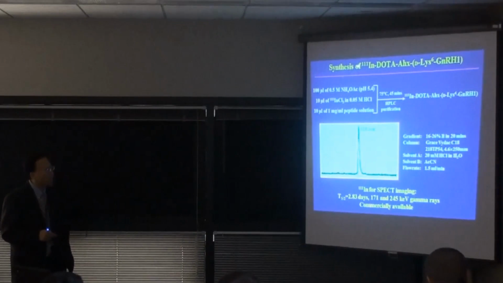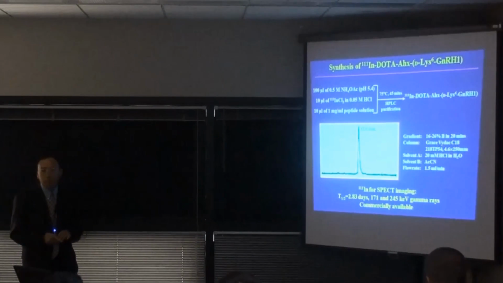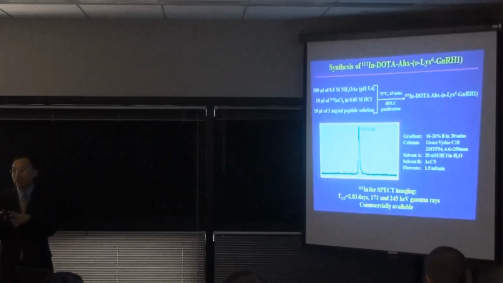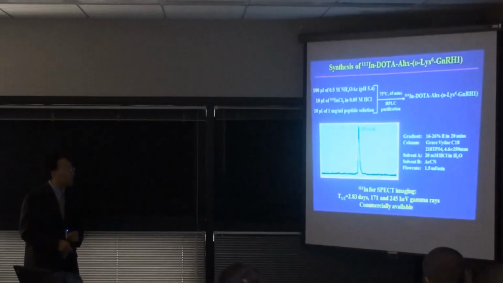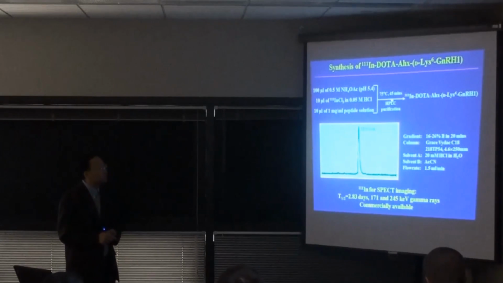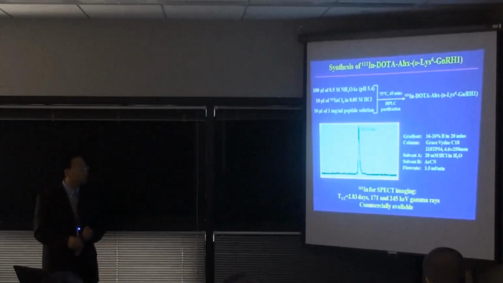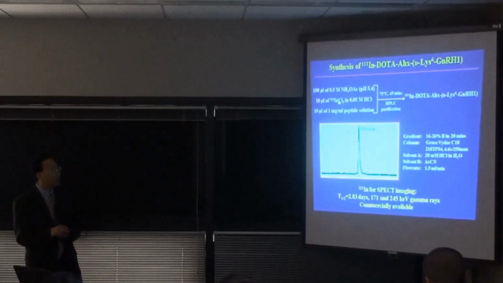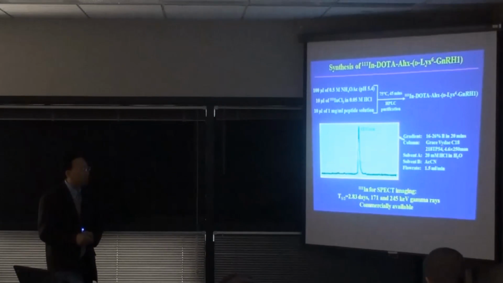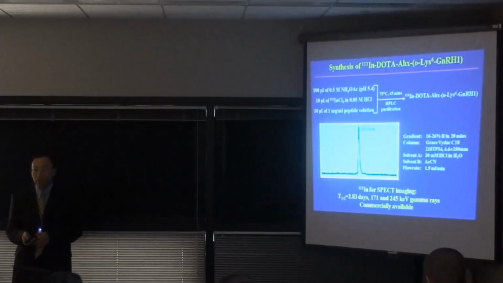Here shows you how to prepare the indium-labeled compound. You want to put a radionuclide on the peptide now, so you can do SPECT imaging. The synthesis procedure is pretty straightforward. Basically, you put the peptide, radionuclide, and buffer together, and incubate at 75 degrees for 45 minutes. Then through HPLC purification, we get a single peak here for the imaging.